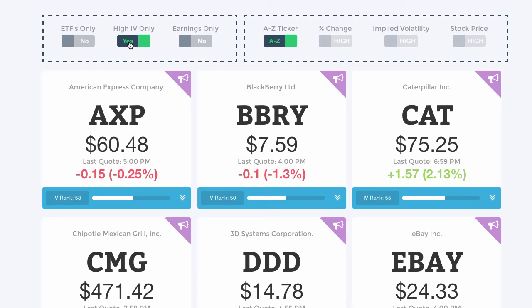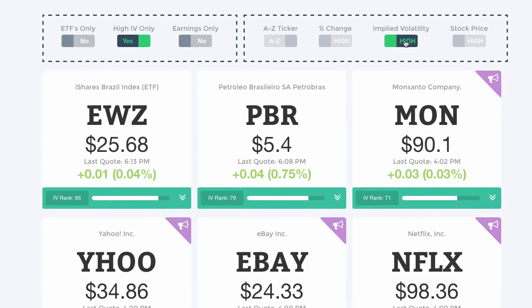Now, once I filter out just those with implied volatility over the 50th rank or percentile, then I can sort that list highest implied volatility to lowest.